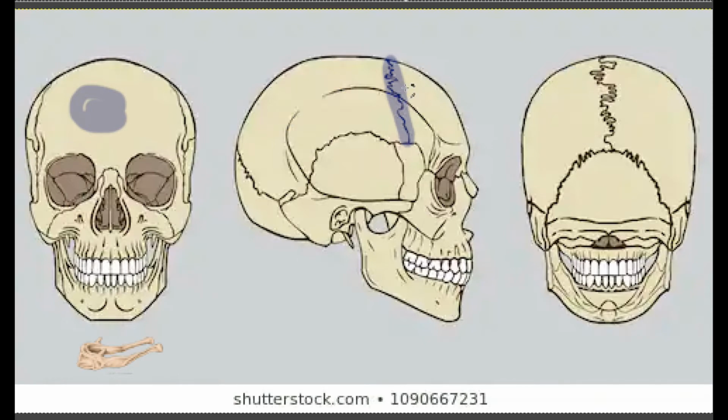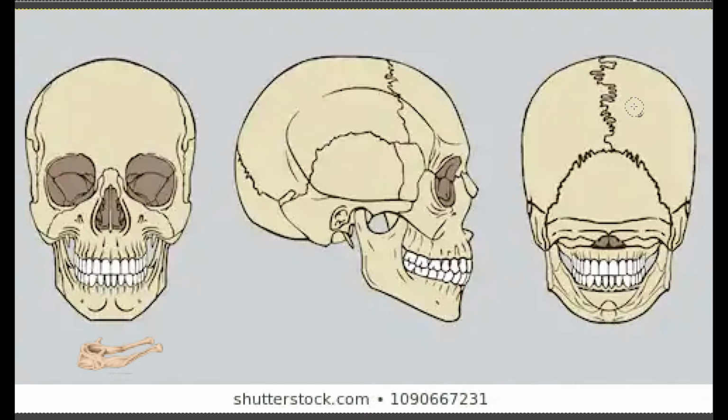The next suture we're going to look at is this squiggly suture in between each parietal bone. We call this the sagittal suture. So the sagittal suture, just like the sagittal plane, separates the parietal bones into left and right bones themselves. So sagittal plane, sagittal suture. So sagittal suture separates the two parietal bones here.